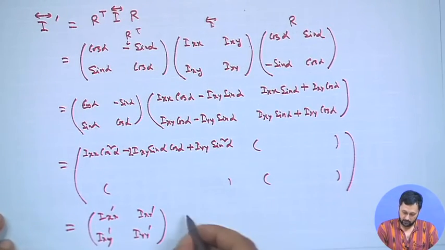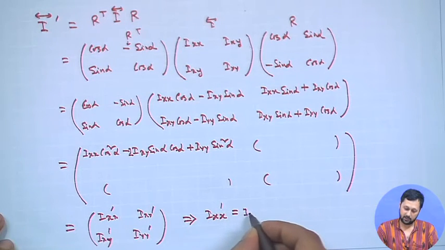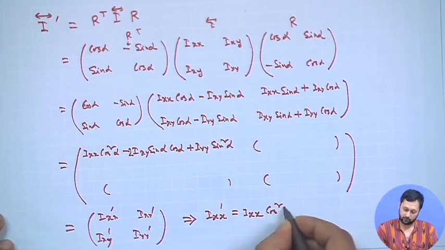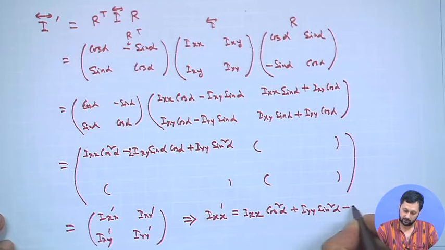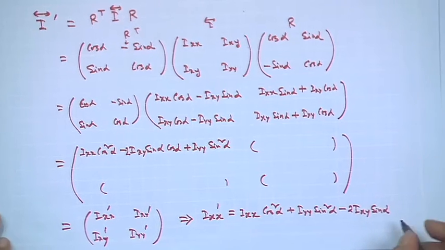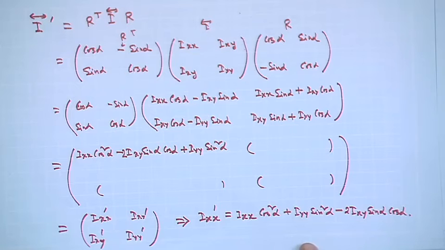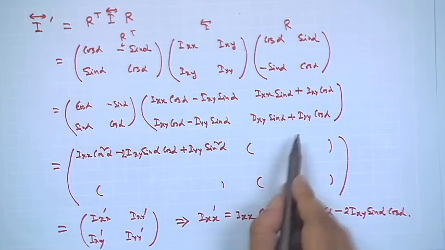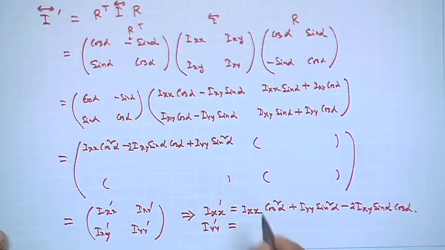Comparing, we see that Ixx prime is nothing but Ixx cos square alpha plus Iyy sin square alpha minus 2 Ixy sin alpha cos alpha, which is what we need to prove. Similarly, we can execute each term individually, and we can write an expression for Iyy prime, which is the second thing we need to prove. So let's come back to the question.